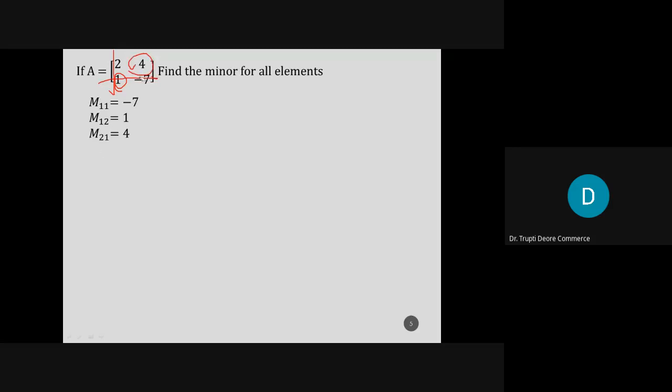Same for the last one, M22, that is the minor for second row, second column. We have to find it for minus 7. So this one is cancelled, this row and column are also cancelled. So you will get 2. It is your minor. So 2 by 2 is easy, it comes from the reverse. Only for a 3 by 3 you have to make a proper calculation.